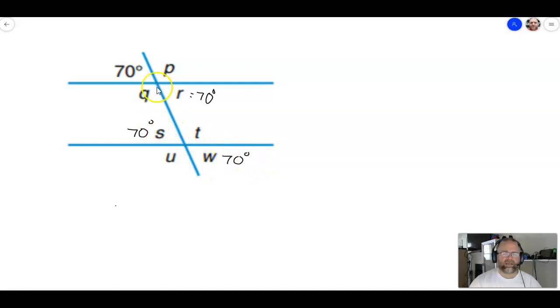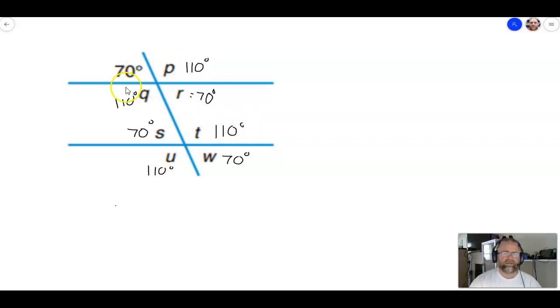Now, there's lots of different ones I could do next, but I know that P and R are adjacent angles, and they have to add up to 180. So P is equal to 180 minus 70, which is 110. So that would be 110 degrees. And then Q, since it's a vertical angle with 110, also has to be 110. U is corresponding angle with Q, so that also has to be 110. And T is a vertical angle with U, so that also has to be 110.